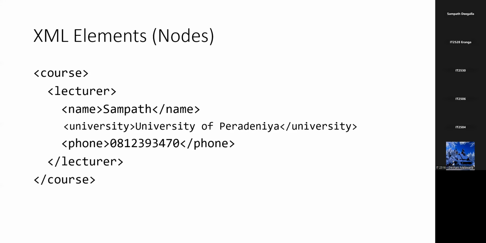And actually you can have attributes and the text content. Right now, here we don't have any attributes. I hope you remember the attributes that we have discussed earlier, right? With HTML, you are familiar with that. And here, for example, under the lecturer, we define the name. And this is the tag that we have used, and this is the text content, the university and the phone information.